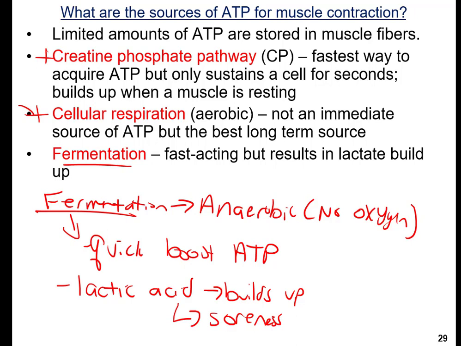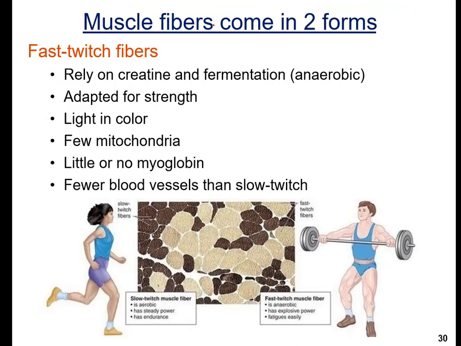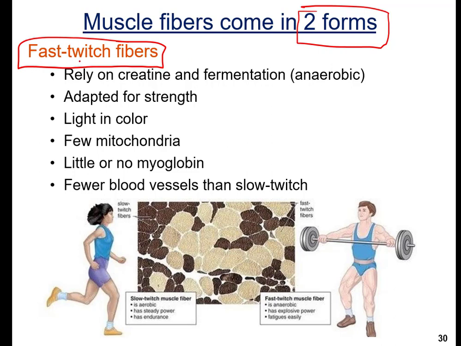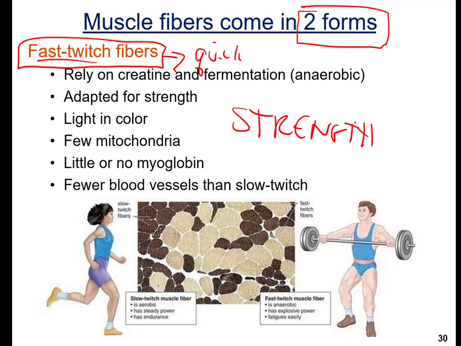the fermentation process. Now, your muscle fibers come in two different forms, and you can actually train your muscles to be the form that you want, which is kind of cool. The first type of muscle fiber we call a fast twitch fiber. Just like it sounds, you use this when you need quick muscles. If you need to be a sprinter or if you need strength, these muscles are good for strength or fast sprinting movements.